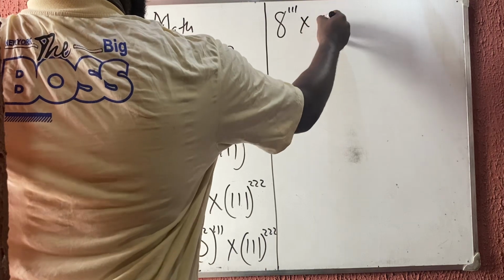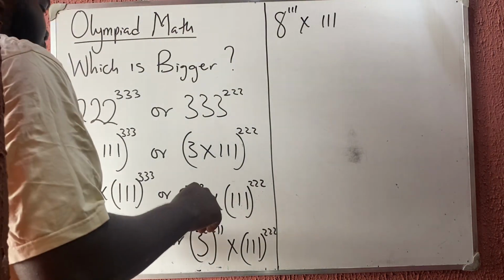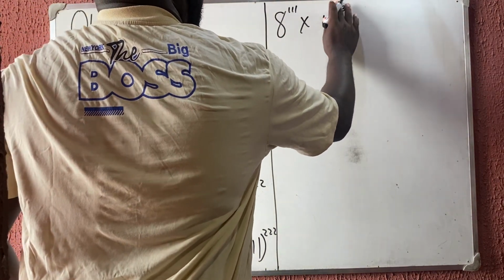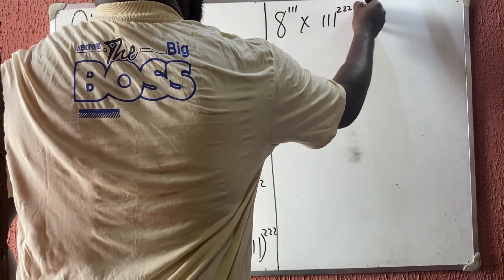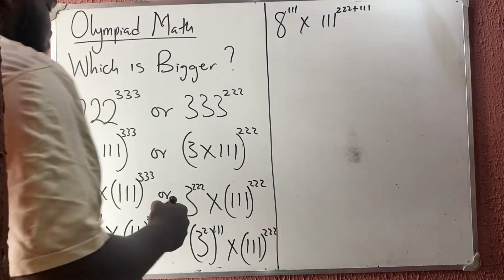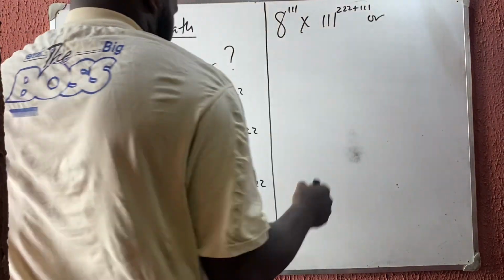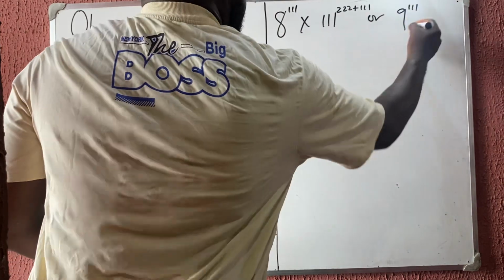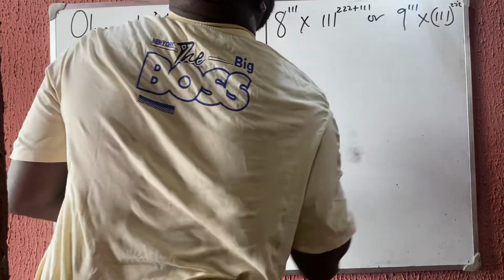Times 111 raised to power, let me make this to be in terms of 111 raised to power 222 plus 111. 222 plus 111 will still give me back 333. So for this one, I'm having 9 raised to power 111, times 111 raised to power 222.